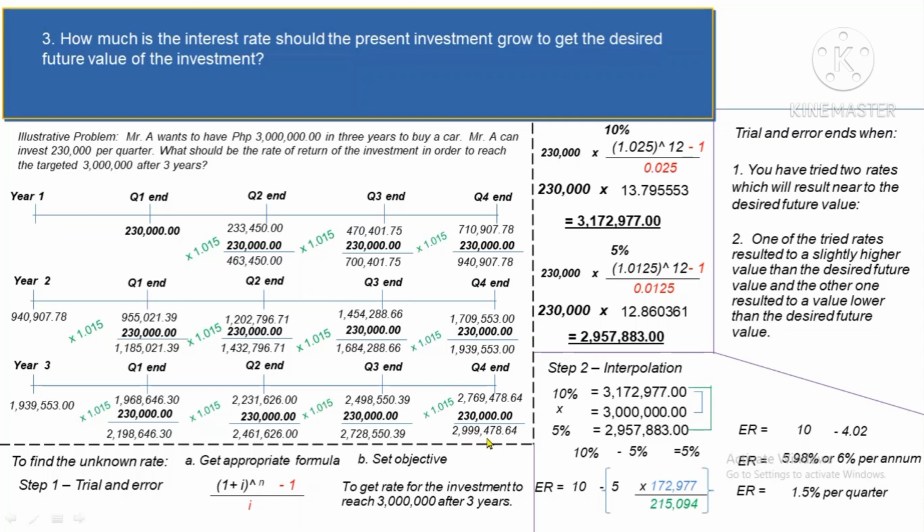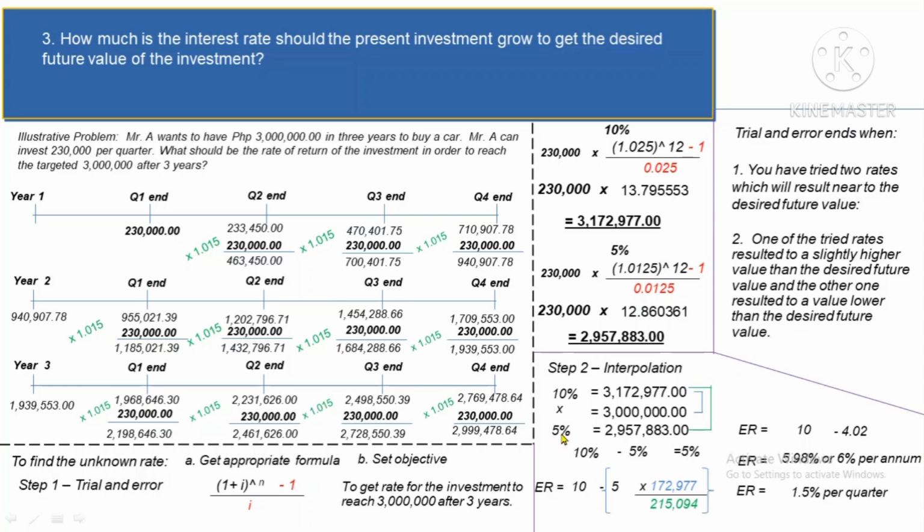So 2,999,478.64 has a difference with the 3 million. But if you want to be strict, then interpolate again and come up with trial rates which will result to nearest to 3 million. For example, this 10%, you can change this into 6%. And instead of putting 3,172,977, you're gonna put here the 2,999,478. And instead of using 5%, for example, you can change this to 6.10%. It's really up to you. But follow the steps, of course.